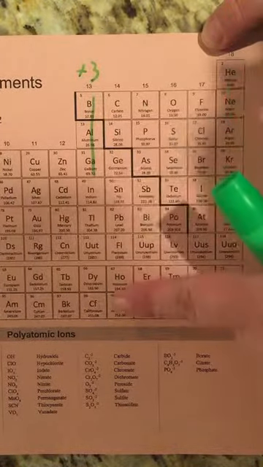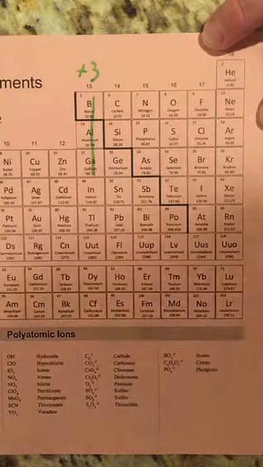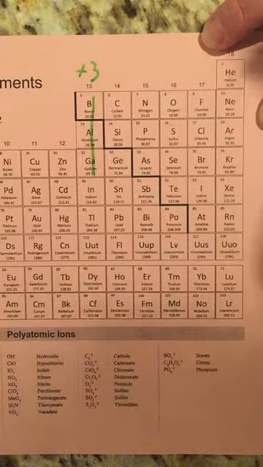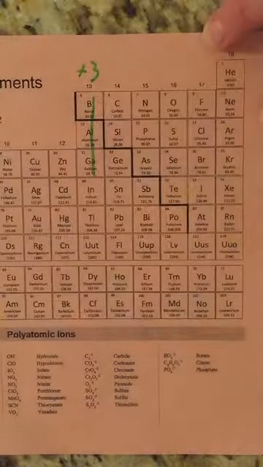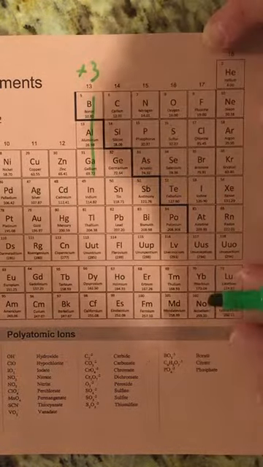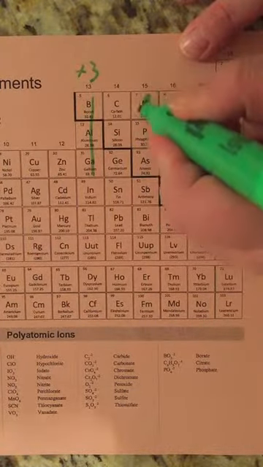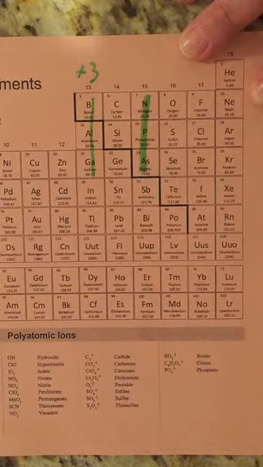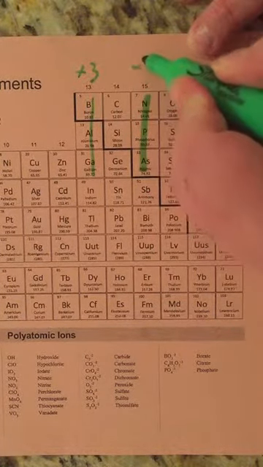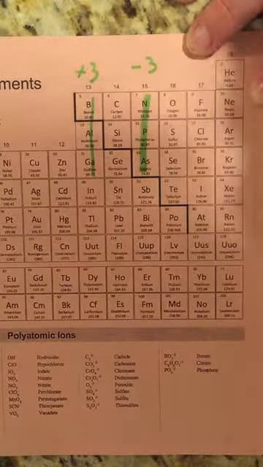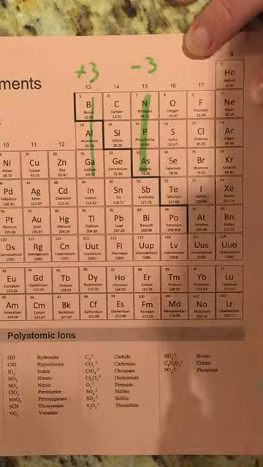We're going to skip the carbon family because those don't form charges. They do covalent bonding, so they do something different. Next one over, nitrogen family. Nitrogen, phosphorus, and arsenic, just those ones. Those are a -3. Sorry about the shadows.